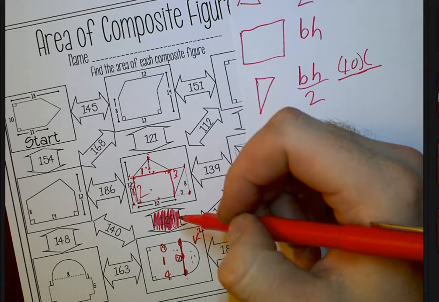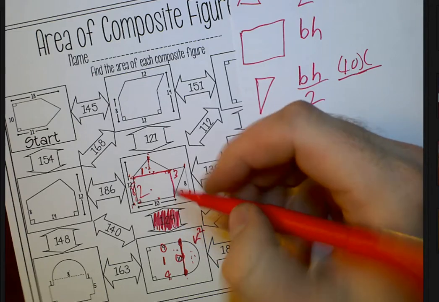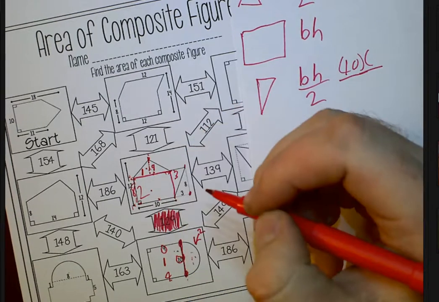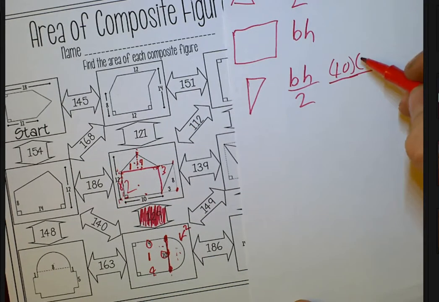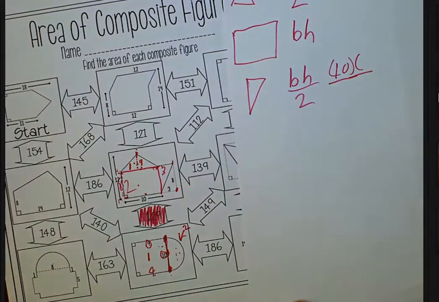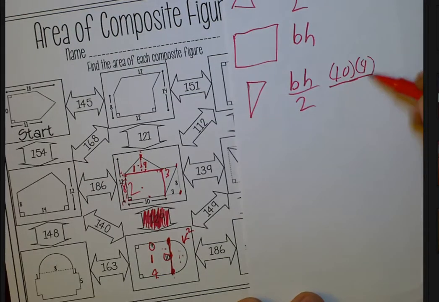Whenever you think of difference, think subtract. So the difference between 12 and 8 is 4, so the height right here is 4. So I'm going to do the base, which is 10, times the height of 4, and divide it by 2. That's just 40 over 2, and that equals 20. So that's the area of that.